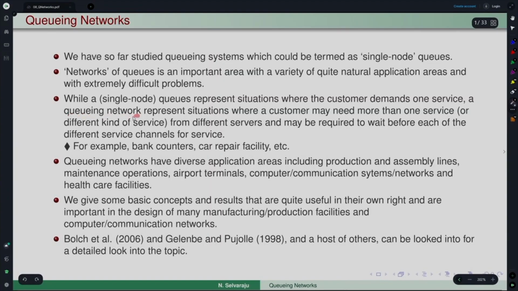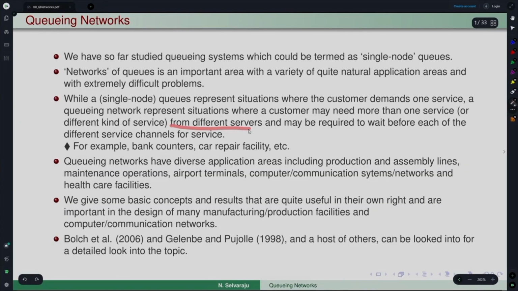So, a queuing network on the other hand represents situations where a customer may need more than one service or different kinds of service. If you are going to a hospital for example, first you may have some preliminary investigation, then some test followed by some specialist examination and so on, right. Different kinds of service might be there. This may be from different servers and you may be required to wait before each of these different service channels for service, okay.